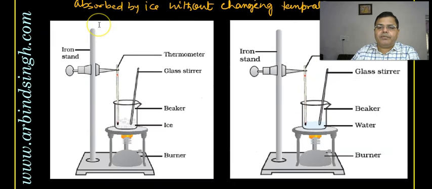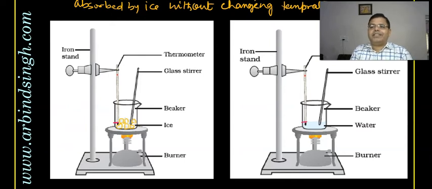In the example in this diagram, you can see some ice cubes kept in a beaker and heated with a stove burner. If you stir with the glass stirrer, and a thermometer placed here touches the ice, the temperature of the ice will remain the same and the ice will turn into water. When it is completely converted into water, you see the temperature is the same as the temperature of the ice. It means the temperature does not change when ice converts into water.